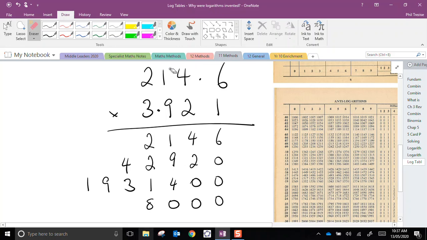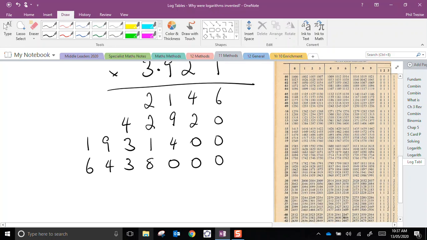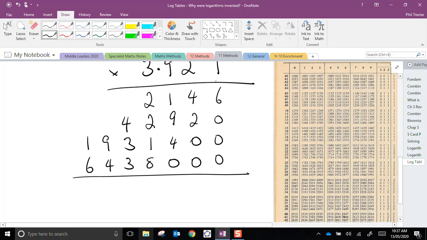if I don't. So let's do that first bit again. 3 6s are 18. I wrote down the 8. Carry the 1. 3 4s are 12 plus 1 is 13. Carry the 1. 3 1s are 3 plus 1 is 4. And finally 3 2s are 6. Now we have to add all of these.